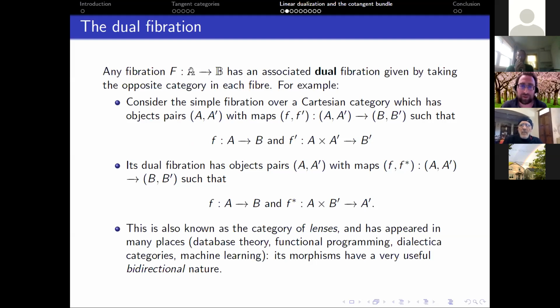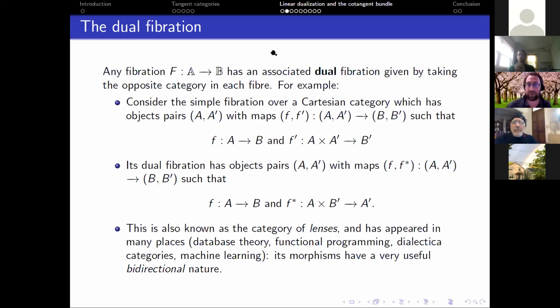Again, it's not taking the opposite category of either the total category or the base category. It's taking the opposite of each fiber. For a simple example of this, let's consider the simple fibration over a Cartesian category. It has objects that are pairs of objects in the original category, and maps are pairs of maps. The first map f goes from A to B. The second map goes from A cross A prime to B prime, so taking in both these things and giving you a map to B prime. That's a nice example of a fibration over a base Cartesian category.